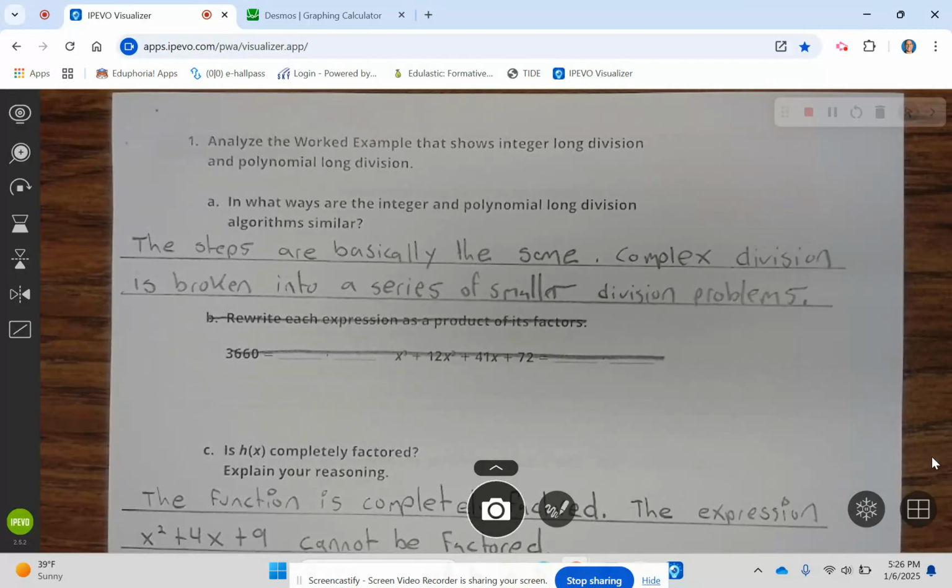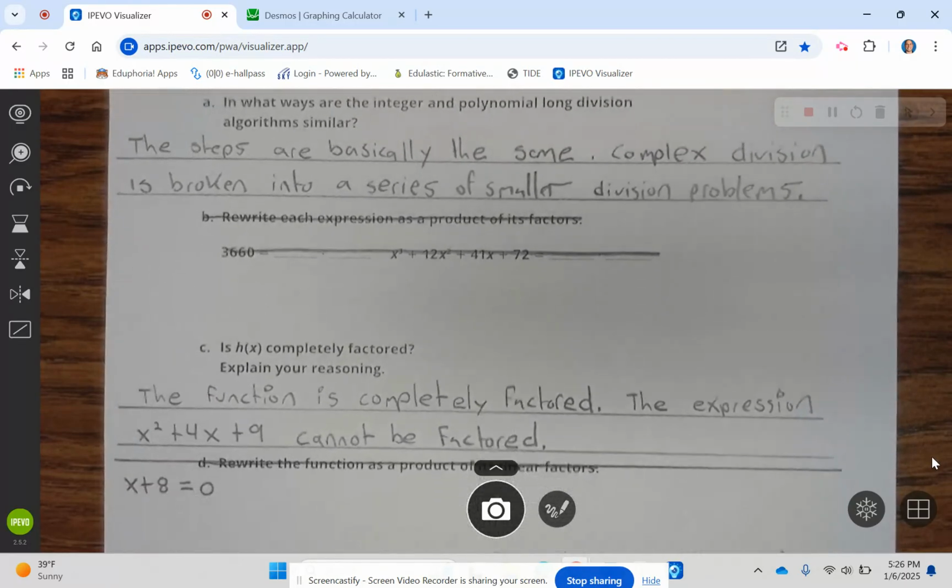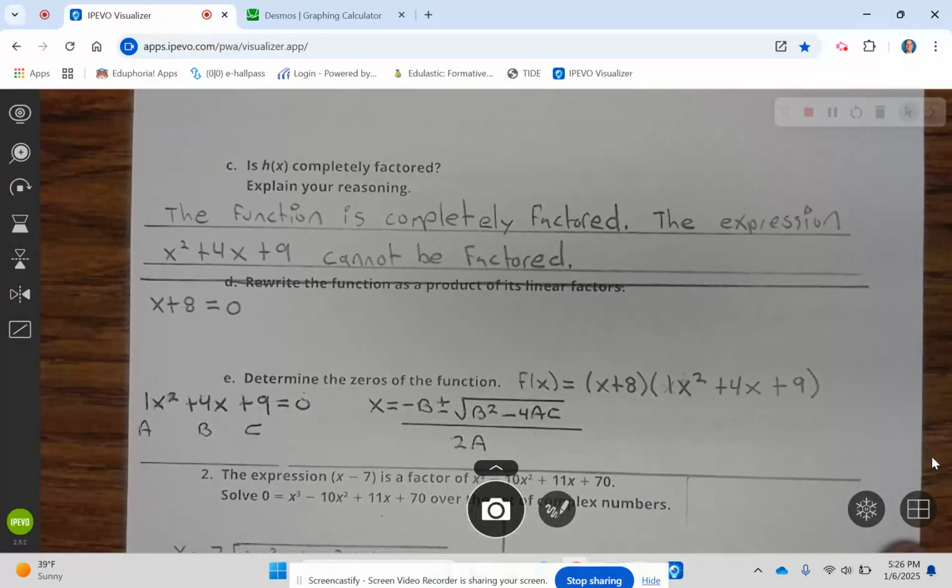1. Analyze the worked example that shows integer long division and polynomial long division. A. In what ways are the integer and polynomial long division algorithms similar? The steps are basically the same. Complex division is broken into a series of smaller division problems. Mark out B. Let's go and take a look at C.